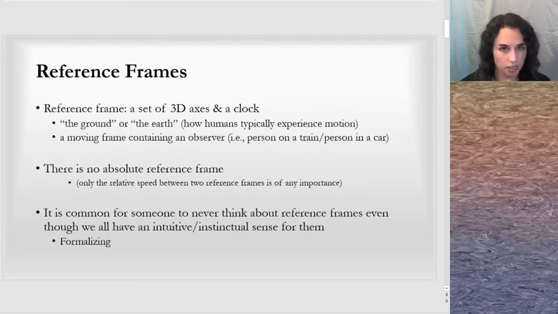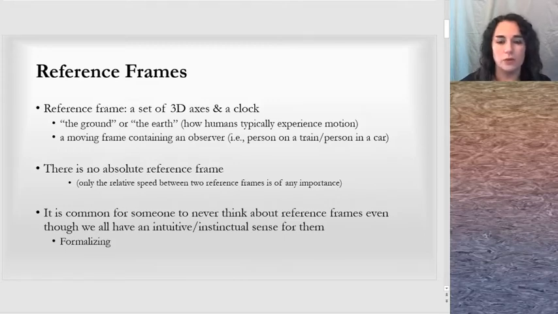So you're sitting wherever you're sitting, or standing, or laying, right? You have a 3D environment with you, and you have a clock, and wherever you go, that's your reference frame. Things can be at rest in your reference frame, or things could move in your reference frame. You could move in your reference frame. Often we think of this in terms of the ground or the earth.